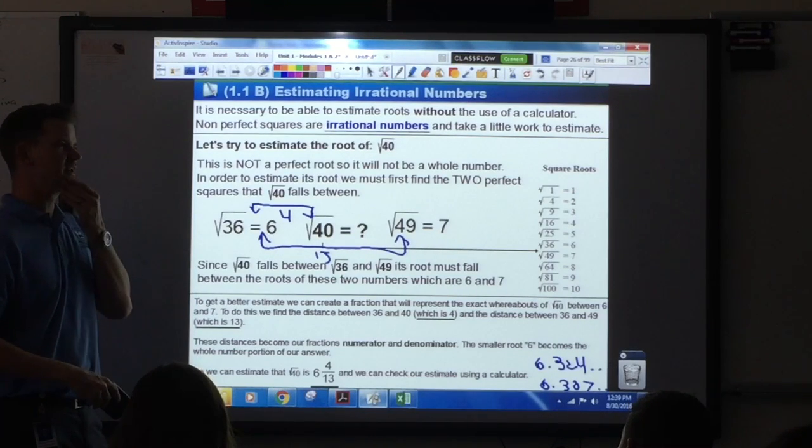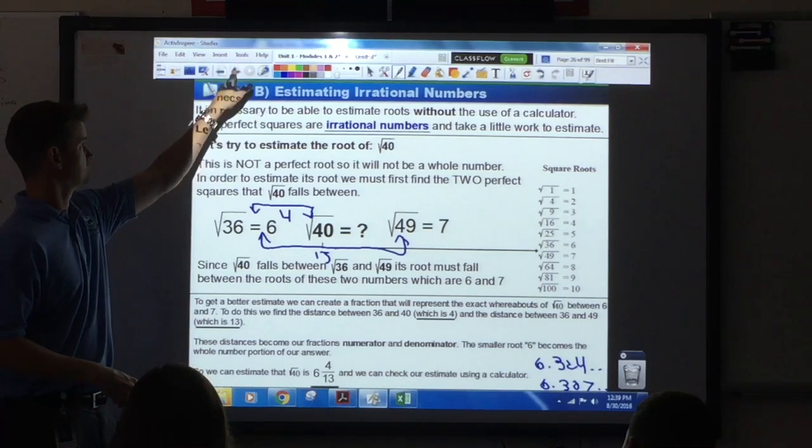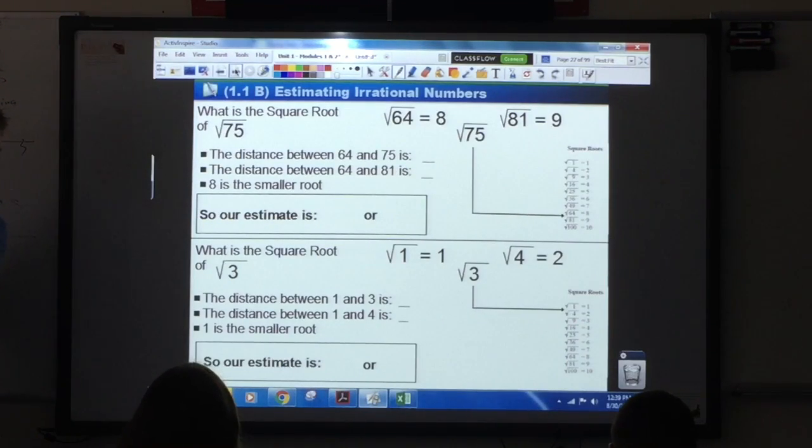Some of you are like, well, this is kind of a new concept. What are we doing there? Can we see some more? Sure. Okay, let's try 2 more. Eyes up here. Door, please.